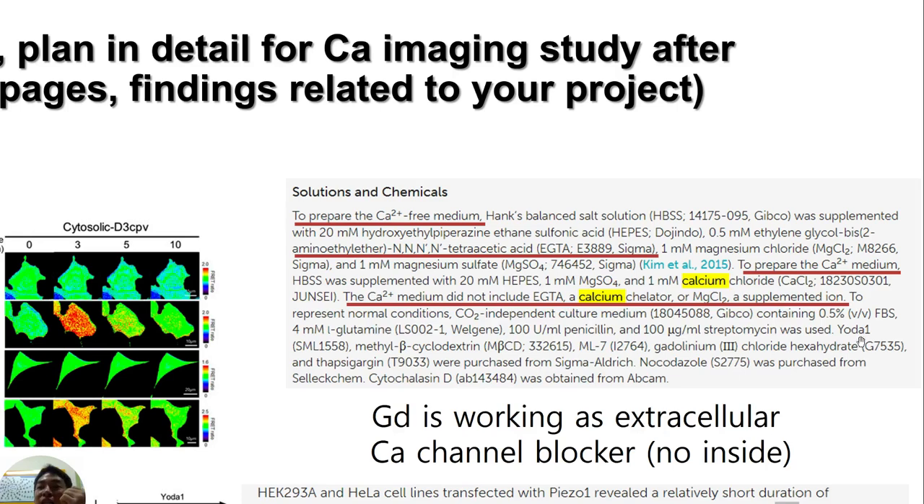Okay. And then there are other reagents, and you can also imagine another one like Yoda 1. Here they activate Piezo1 by Yoda 1, and then methyl-beta-cyclodextrin. This is a cell membrane disruptor. You may be looking at this inhibitor for the first time. This is cell membrane tension disruption. And the gadolinium chloride, you already know that. Yeah, other things.